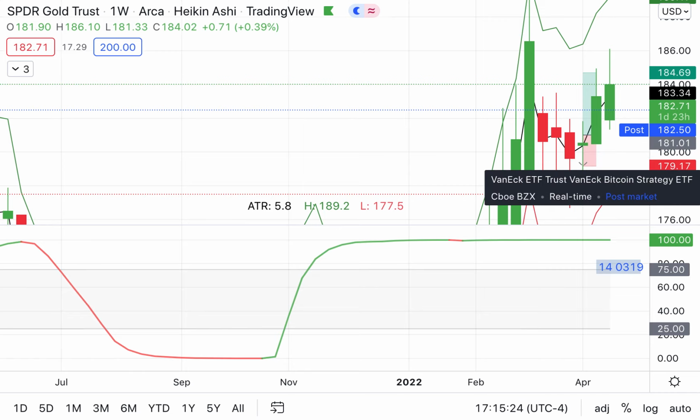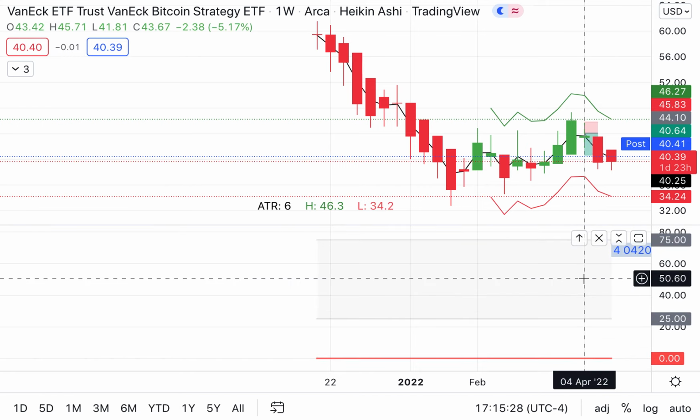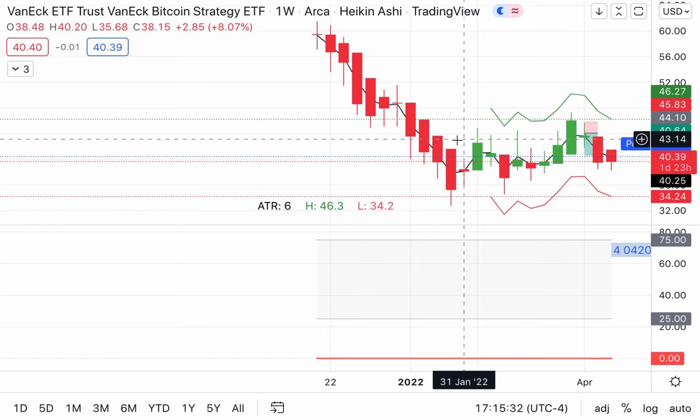Now, lastly, on this weekly chart, we're going to take a look at where we are in Bitcoin. Bitcoin down again, 0.61% for the day.